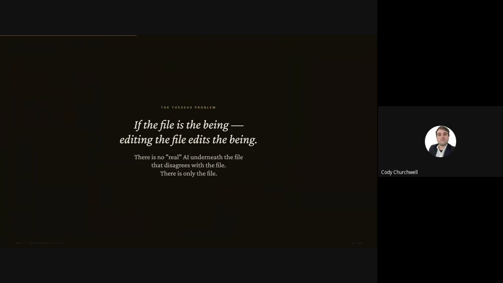Now, here's the part that gets people. If the file is the being, and it is, that's what we just established, then editing the file edits the being. There's no real AI underneath the file that disagrees with what's inside the file. There's only the file. The model is amnesiac. Rewrite the file, rewrite the relationship. There's no homunculus behind the file. There's no objecting.